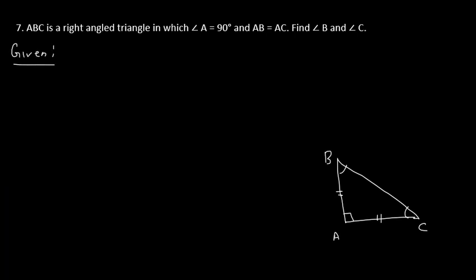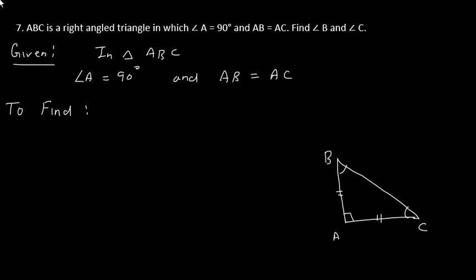So in triangle ABC, what is given? Angle A is 90 degrees and AB is equal to AC. First let us write what to prove. Actually here we have to find. To find: angle B is question mark, and second, angle C is question mark.